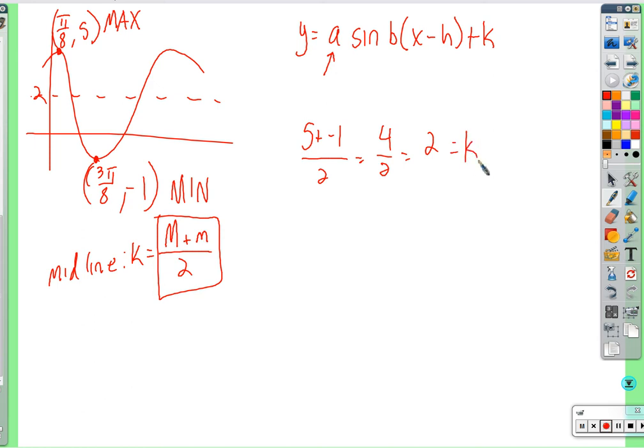So this is k, so we know what that is. Okay. How are we going to find that amplitude? Difference of the midline and the maximum value. Okay, take the maximum minus the midline. Yeah. Okay, you can do that. A equals maximum minus midline. Just solve it first. Here's another way that we could do it.